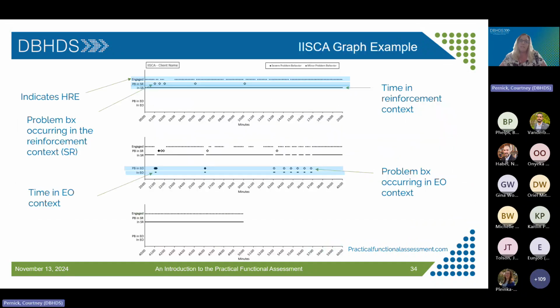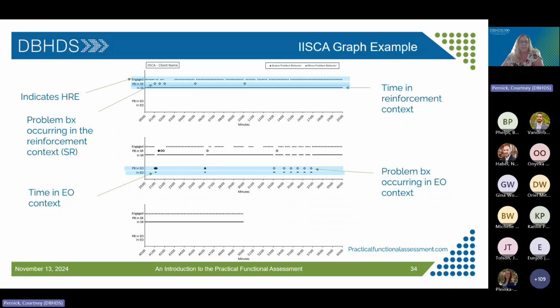And now here is an example of what that data looks like on a graph. These are also graphs that are used on the practicalfunctionalassessment.com website. This is fictional data, and I'll orient you to these graphs as best as I can. So the x-axis displays the time from the analysis.